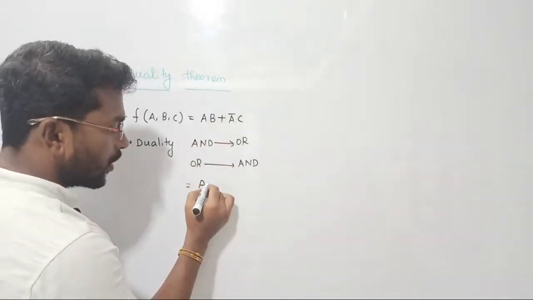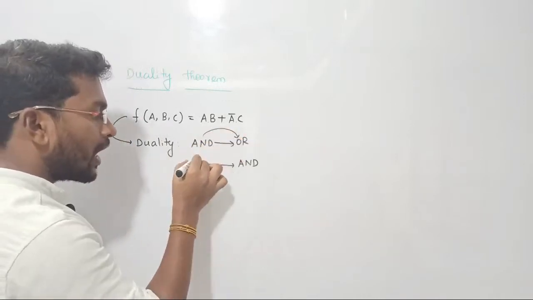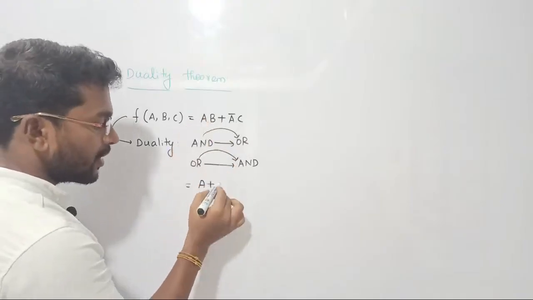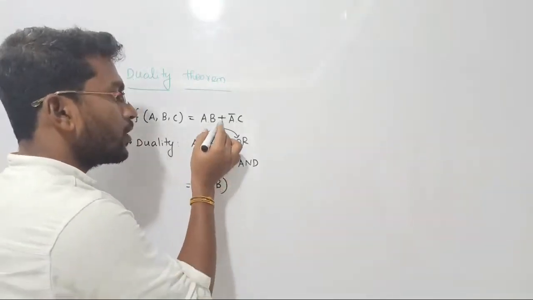Again, dot will become what? Plus. Why? Because AND will be transformed to OR, and OR will be transformed to AND, such that dot will become addition. If dot comes, it will change to OR, right? So A plus B, right? I'm just closing it, and plus will become dot.